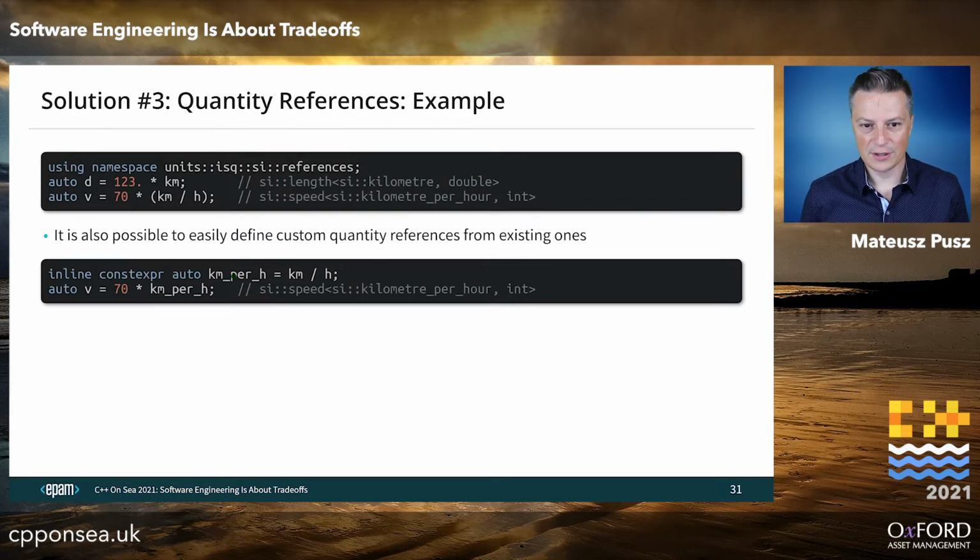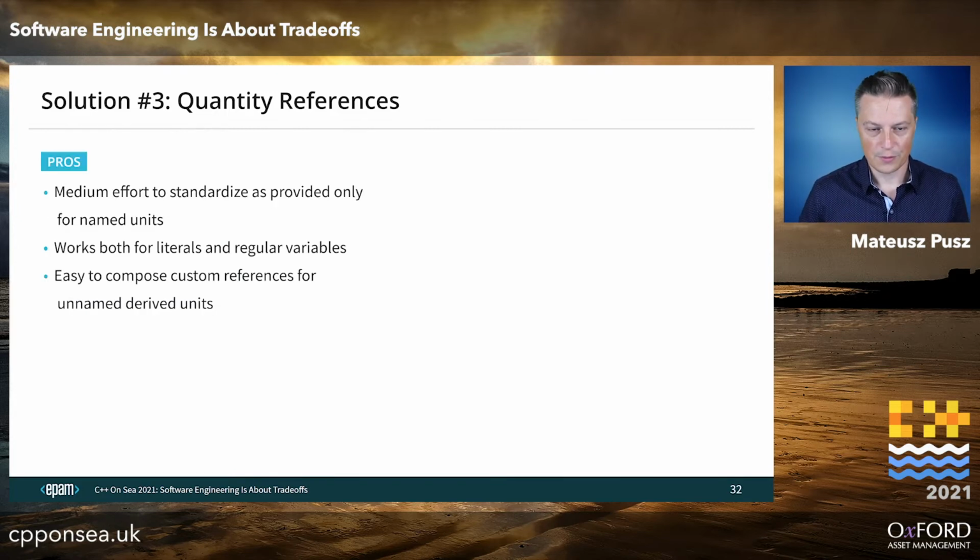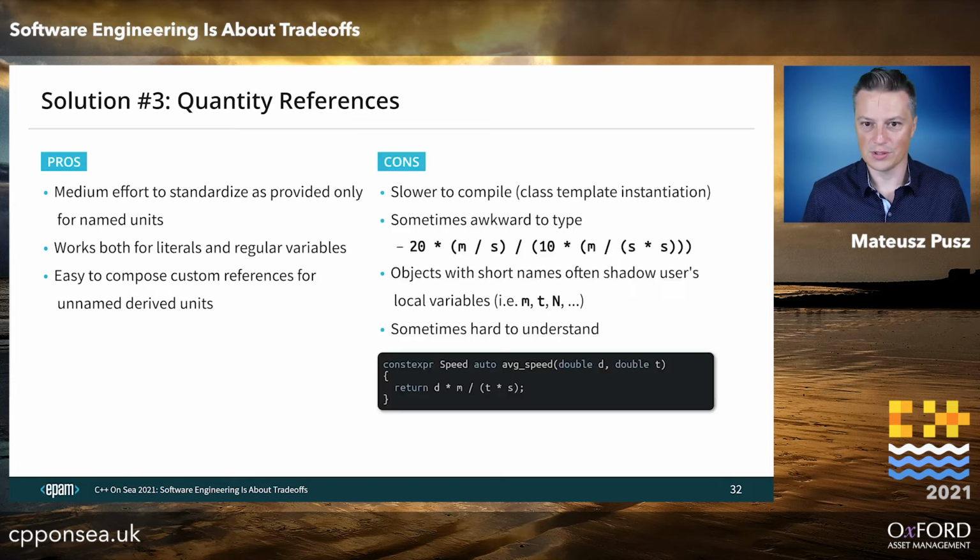So it's really easy to extend if needed, but from the standardization point of view, it's less to standardize than in the previous case. So again, good sides. Medium effort to standardize, because it's provided only for named units, works both for literal and regular variables, easy to compose custom references for unnamed derived units. Problems. Slower to compile, because this is not an alias template, this is a class template instantiation, which is slower during compile times.